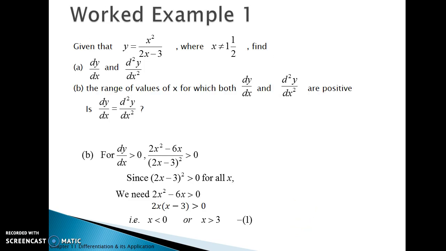Okay, so now let's look at the inequality. So if you want dy over dx positive, which is greater than 0, you put the expression greater than 0. Now this is what you have learned. The denominator with the square is always greater than 0. So what we need is actually the numerator. Take out the common factor 2x. And then finally, your answer should be x greater than 3, x less than 0. So this is your first inequality.